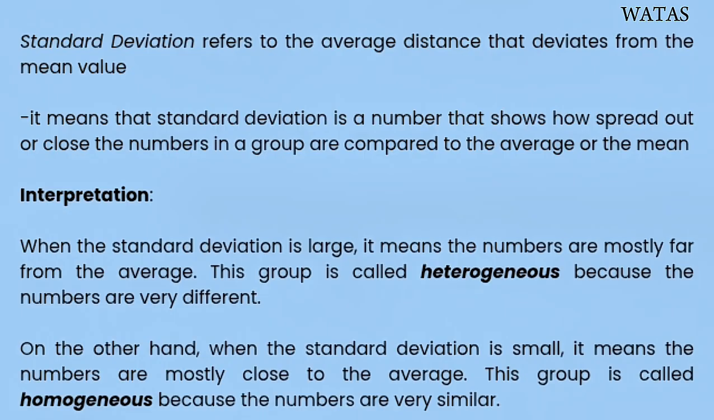When the standard deviation is large, it means the numbers are mostly far from the average. This group is called heterogeneous because the numbers are very different. On the other hand, when the standard deviation is small, it means the numbers are mostly close to the average. This group is called homogeneous because the numbers are very similar.